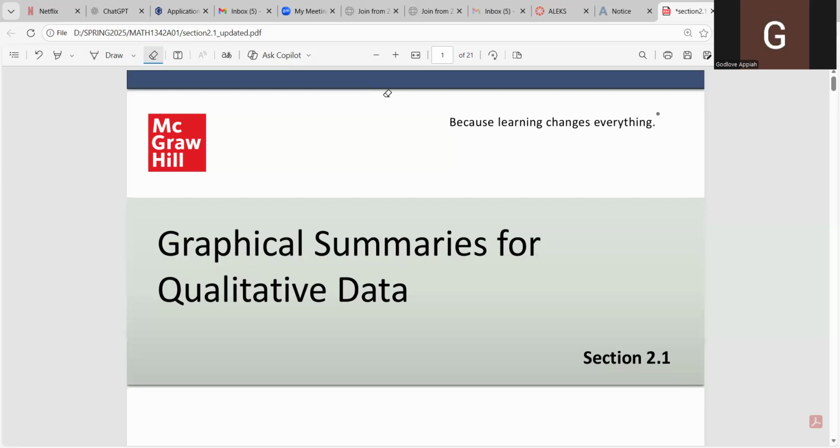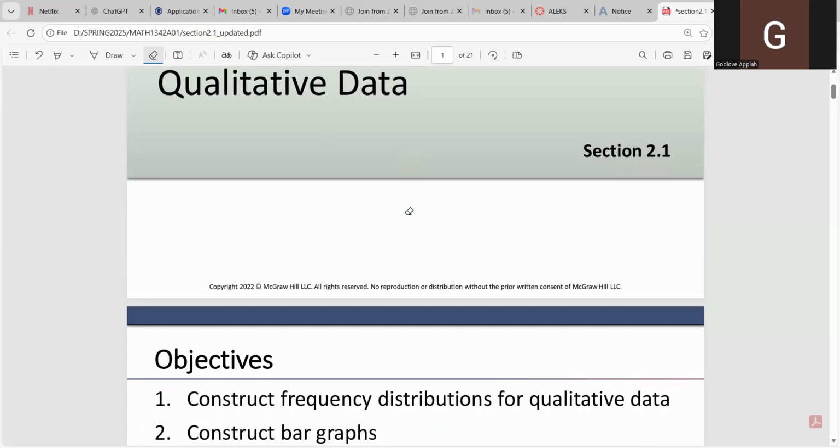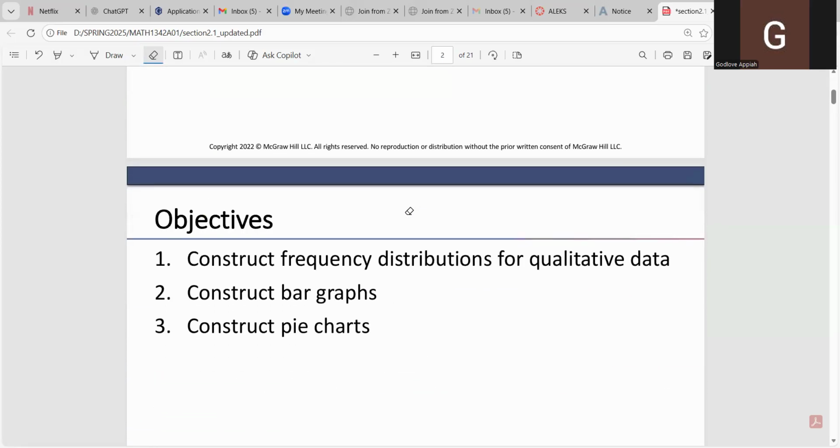All right, so today we're going to move on to section 2.1. In this section, we're going to discuss graphical summaries for qualitative data. Pretty much what we're going to do is look at different tools, tables, charts, and graphs that we can use to organize and then describe qualitative data sets. So with that being said, let's look at the objectives that we're going to cover in this section. There are three main objectives. The first one is to learn how to construct frequency distributions for qualitative data. And then we will also learn how to construct bar graphs as well as pie charts.